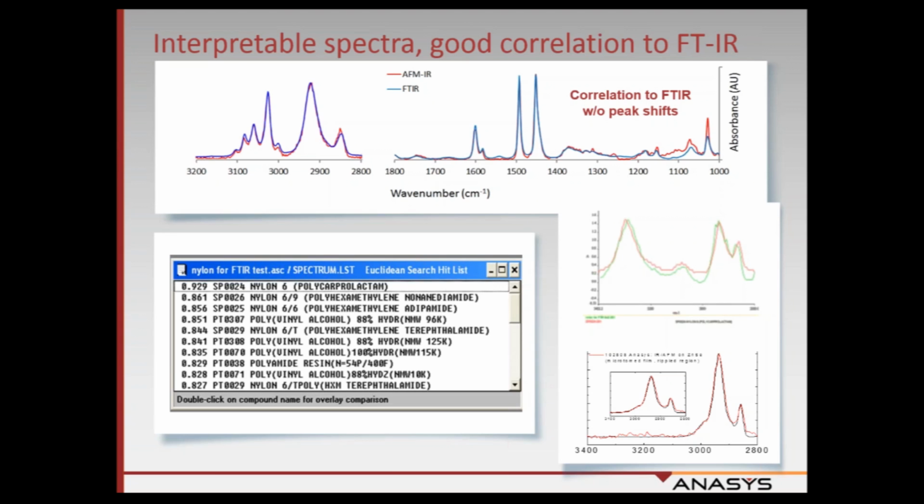And so the benefit of that is we can take the AFM-IR spectra and import those spectra into a traditional FTIR database, and by using that IR database, identify unknown materials. And so this is a very powerful technique that has added to scanning probe microscopy the capability to take an unknown sample and actually identify it chemically.